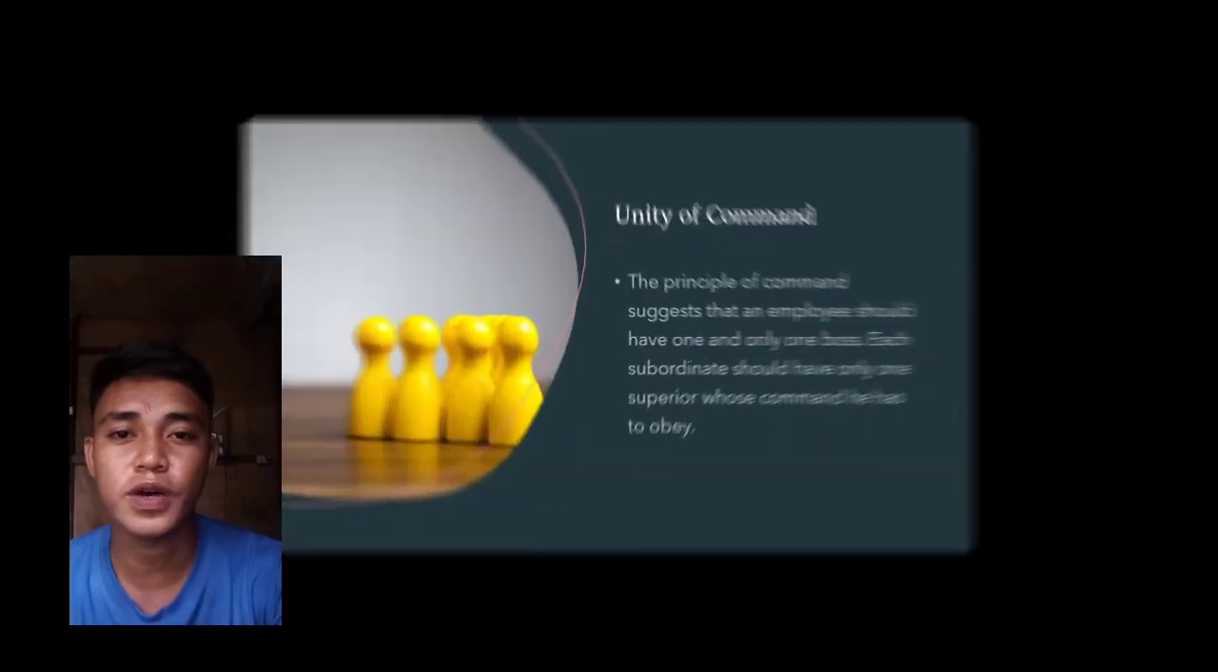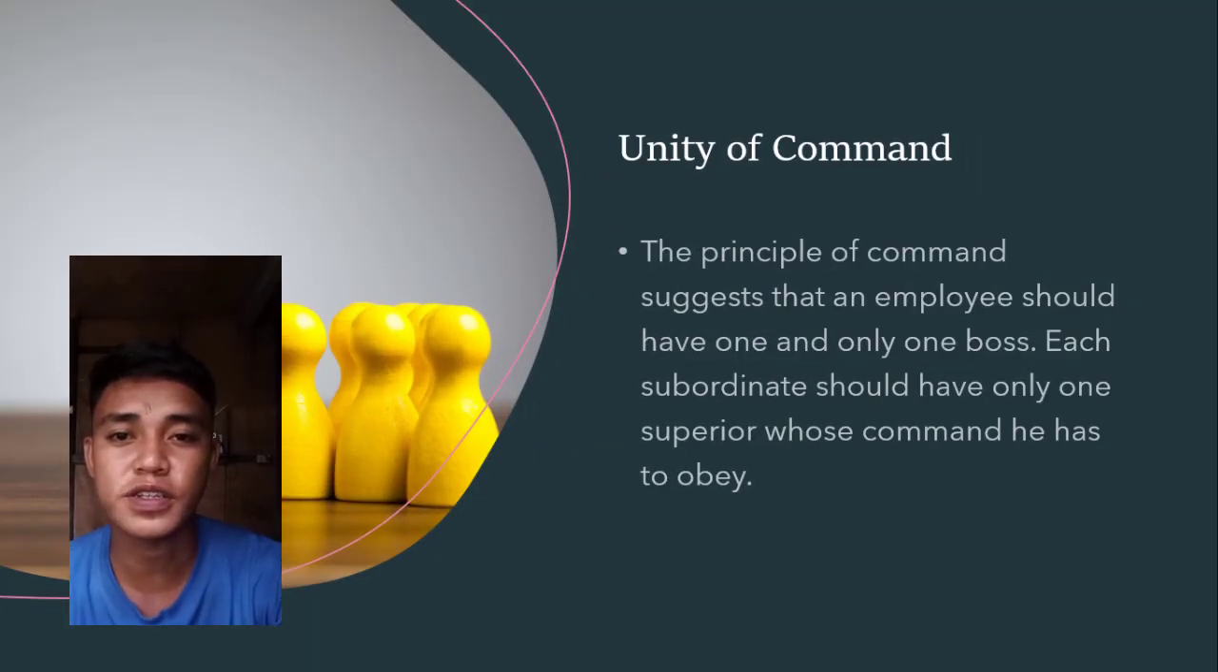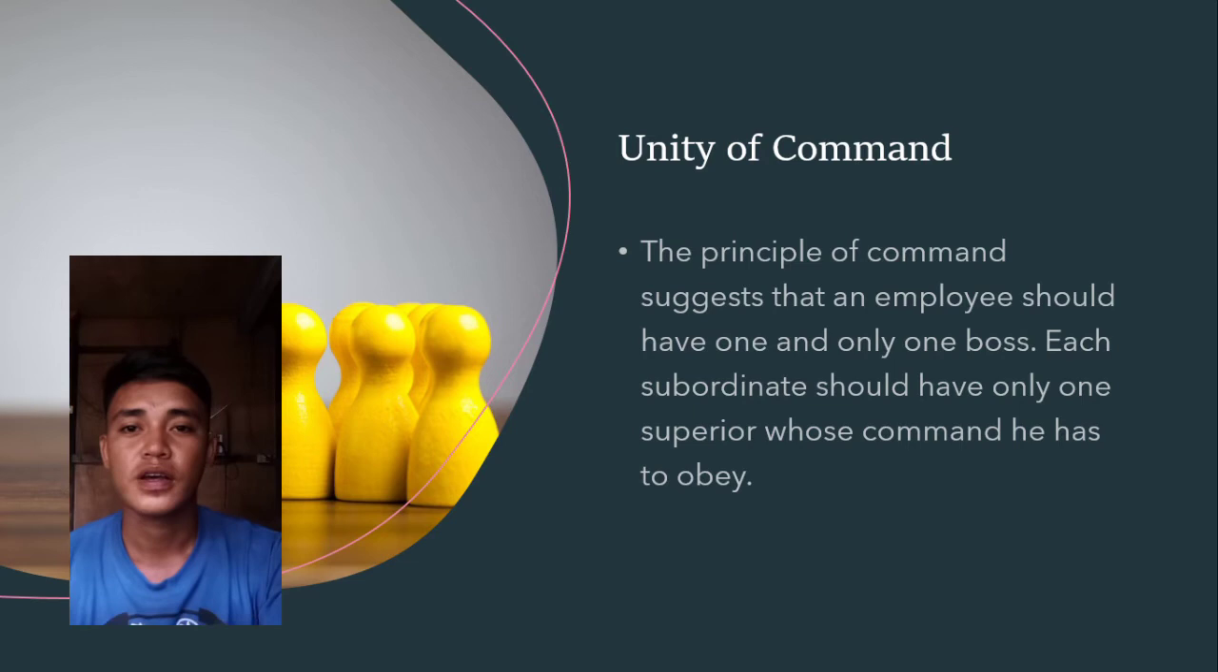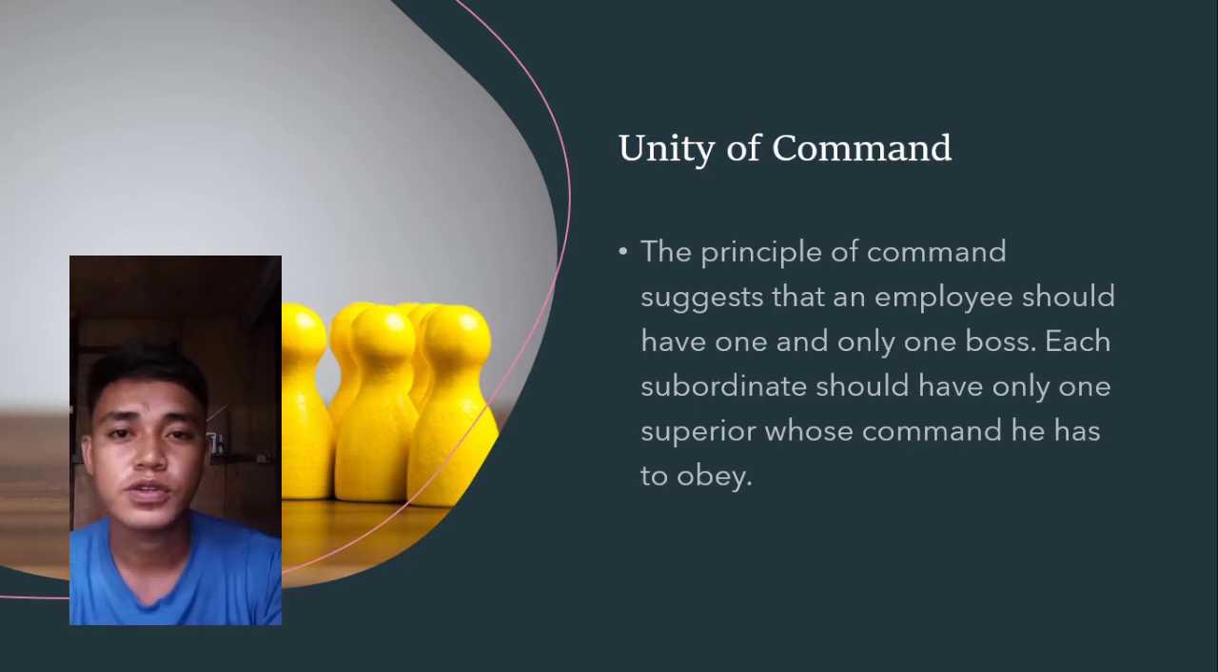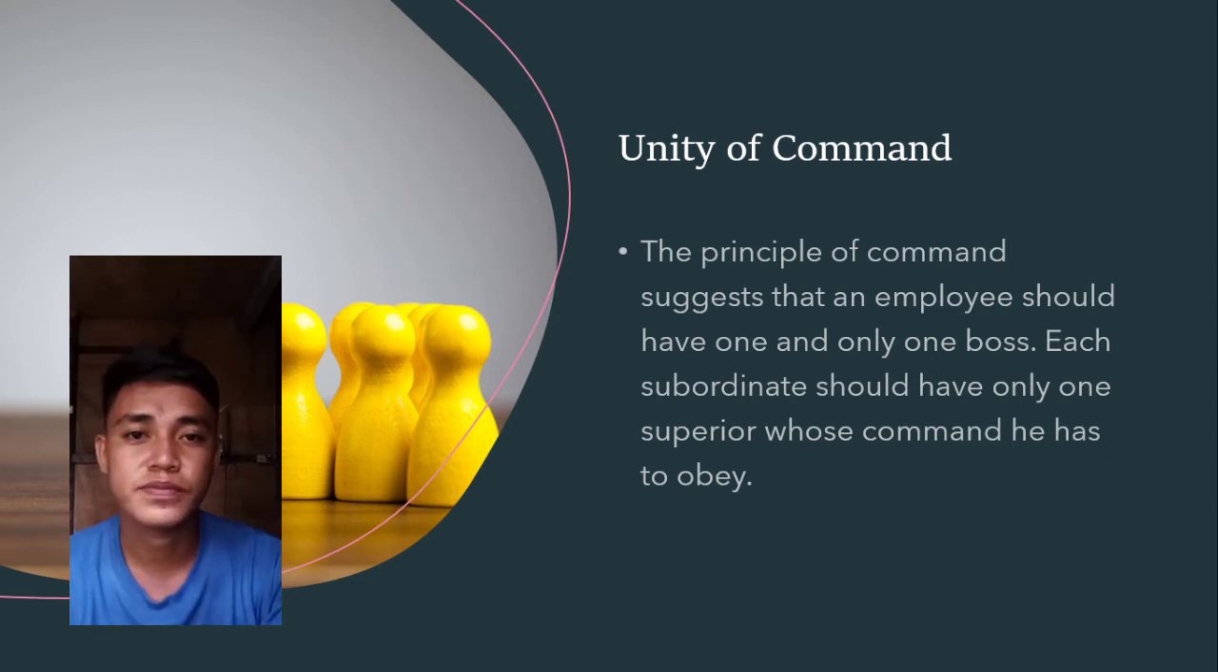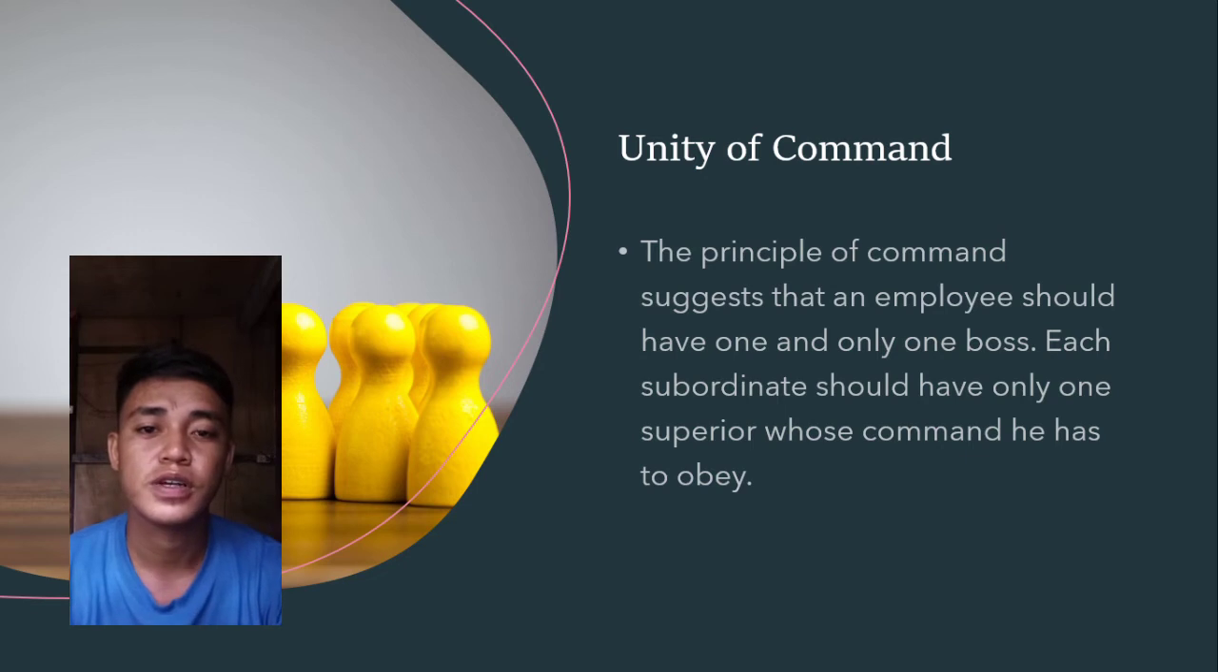6. Unity of command. The principle of unity of command suggests that an employee should have one and only one boss. Each subordinate should have only one superior whose command he has to obey. This principle is based on the fact that an employee cannot effectively serve two managers. Direction from several superiors may result in confusion, chaos, conflict, and indiscipline.